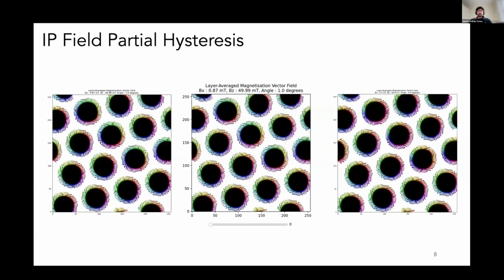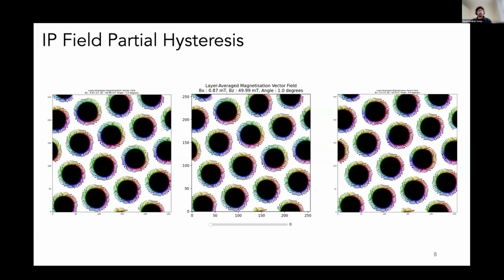So now we want to consider, okay, what are the effects of DMI and other interactions taking place as we apply this in-plane field, and what stabilizes these textures to form these type 2 bubbles in the way that they do.